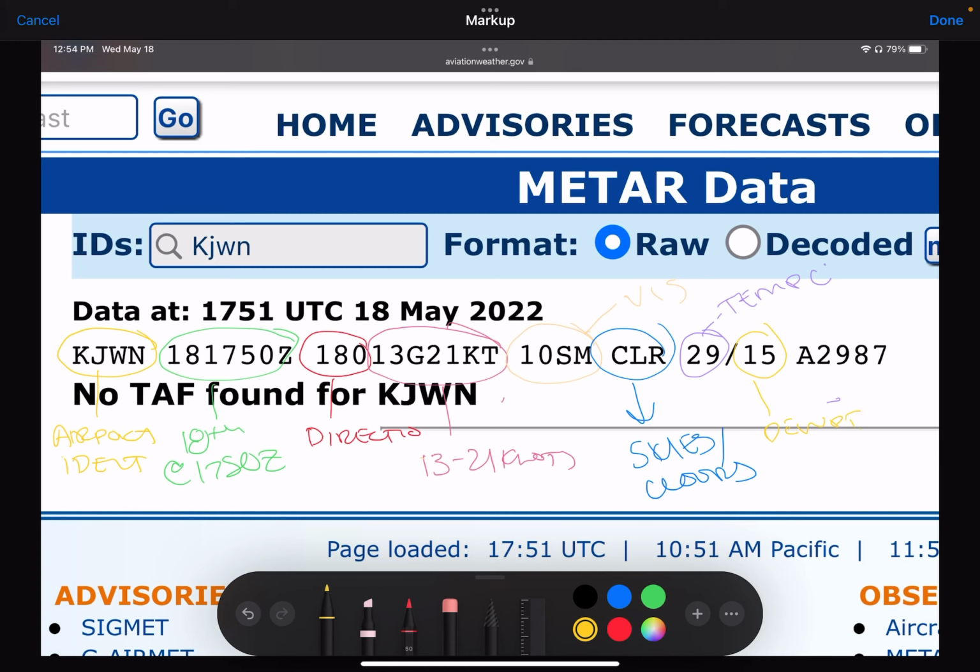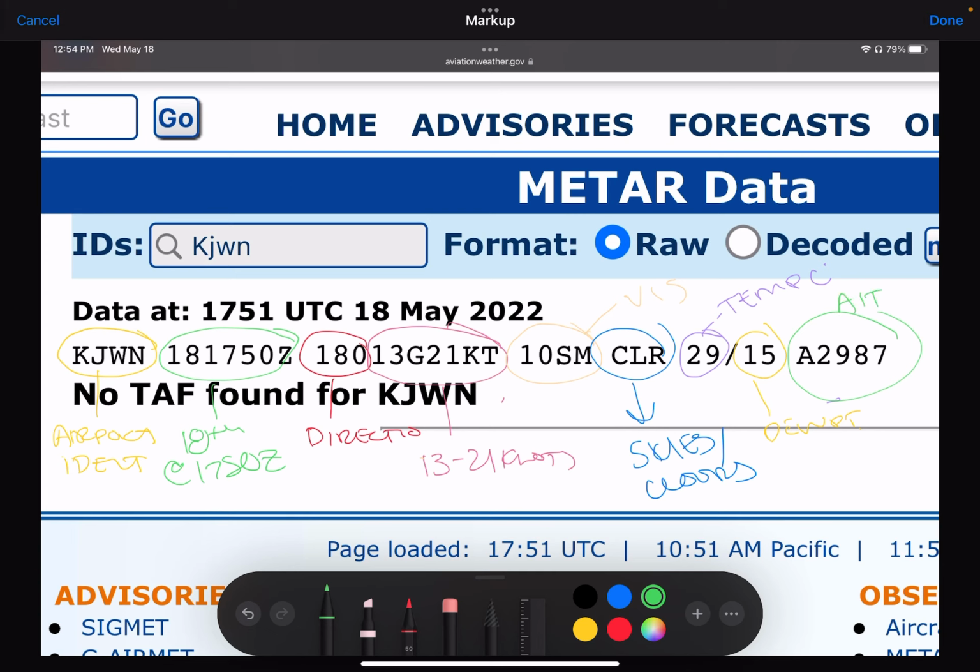The closer these two numbers are together, the higher the probability of there being visible moisture in the air and lower visibility, like haze, fog, things like that. And then the last part is our altimeter setting, and we can use that to check our pressure altitude, density altitude, anything of that nature.